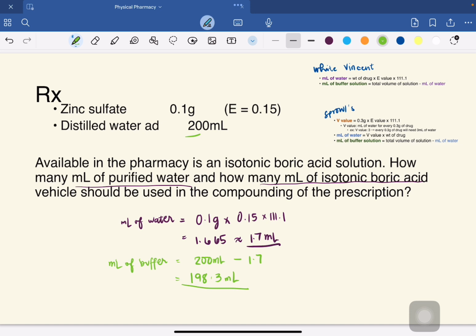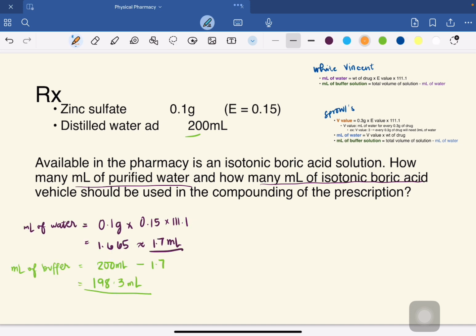So let's try to solve this using the Sprouse method. So your Sprouse method, again, uses the V-value. So let's use the formula. V-value is equals to 0.3 grams times the E-value of the drug, which is 0.15, times 111.1. So this is equal to 4.995, or let's round that up to 5. So in this instance, the V-value of zinc sulfate is 5. So what do we do with this information?